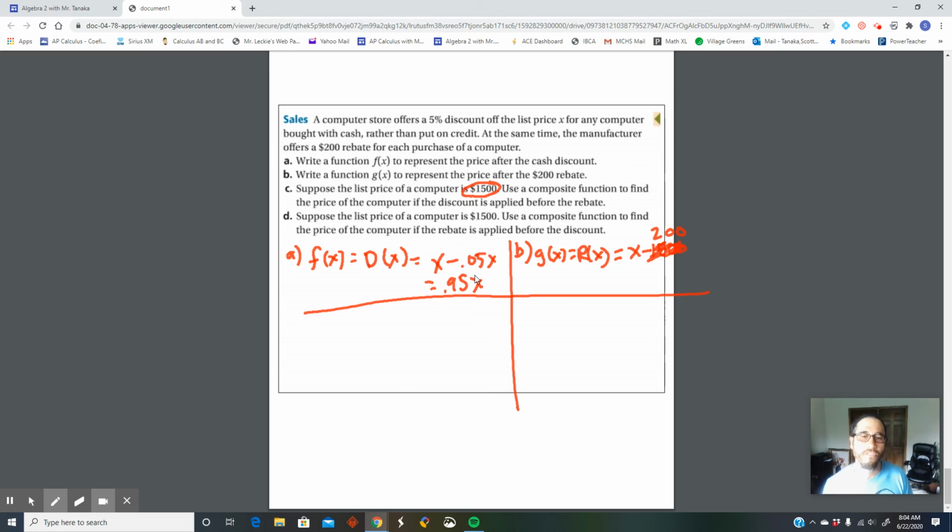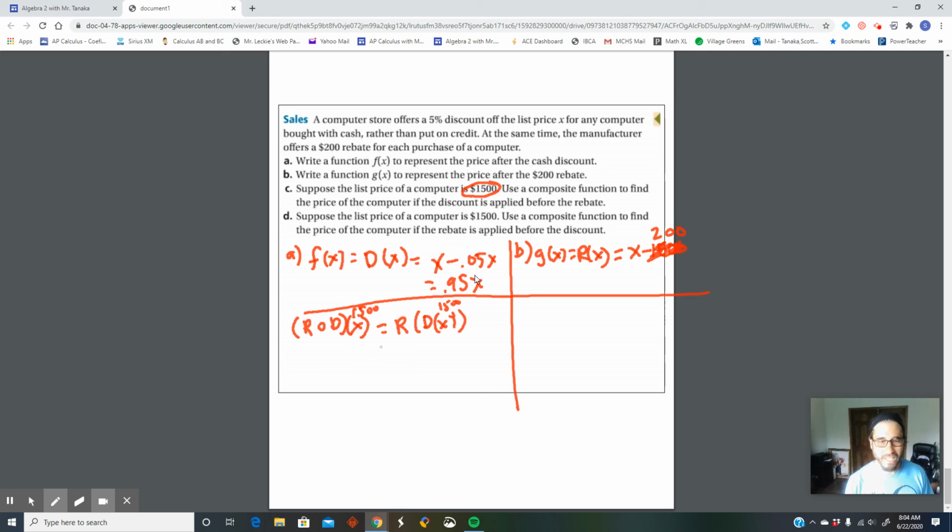Use a composite to find the price of the computer if the discount is applied before the rebate. Discount before. Okay, so that means the discount has to come second. Okay, once again, that's why I used R and D. So that would mean R of D of X. Right, I'm going to change one thing because they actually gave me the price of the computer, right? And that means I'm going to put a 1500 in here for X. Okay, and you're allowed to do that.